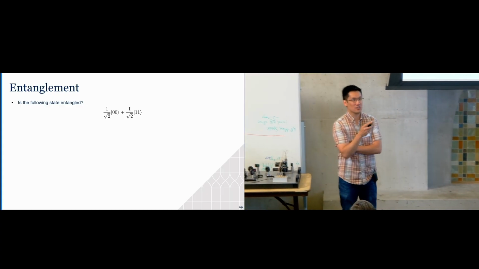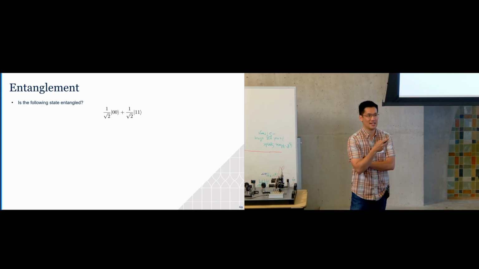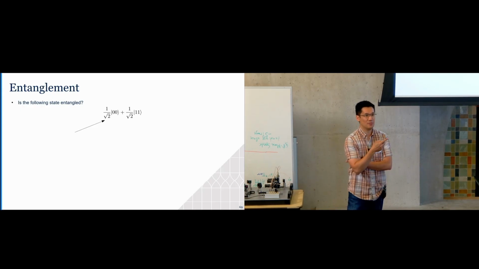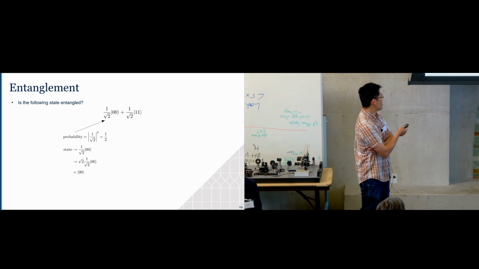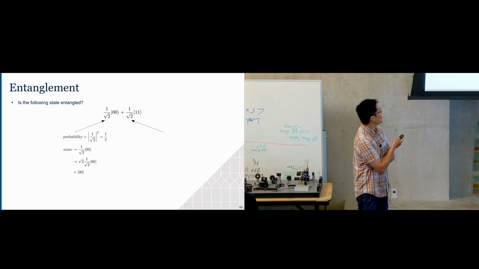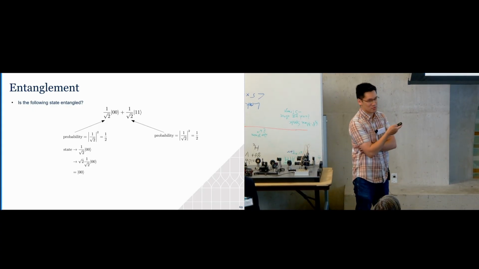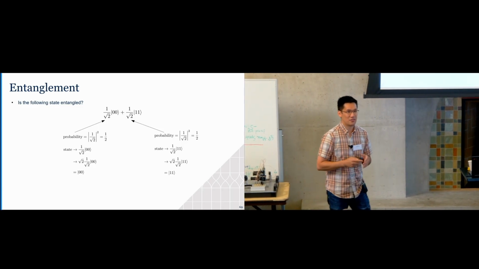Yeah. So here's a question. Is the following state entangled? Well, we can measure the left qubit, and it's either going to be 0 or 1. It'll be 0 with probability a half. And then the state will collapse to this, which we normalize is just 0, 0. So we see that the left qubit was 0, because that's what we measured. The right qubit is actually also 0. Or the left qubit could be 1. That happens with the other probability a half. It collapses to 1, 1 after you normalize it.